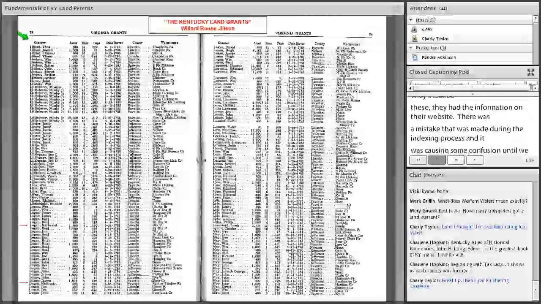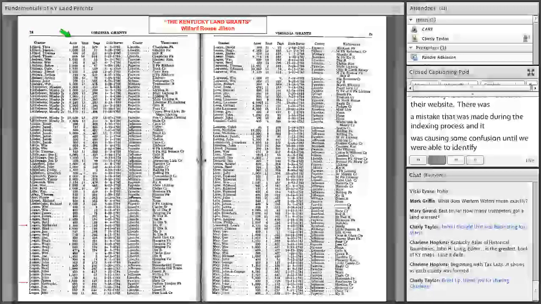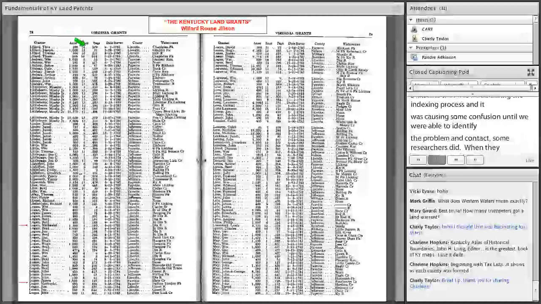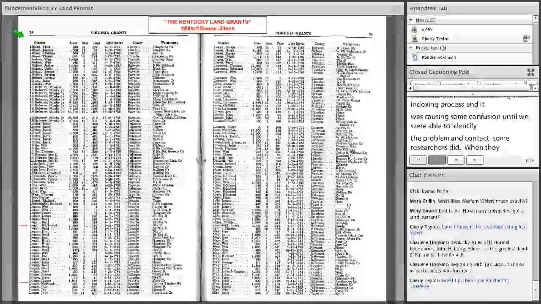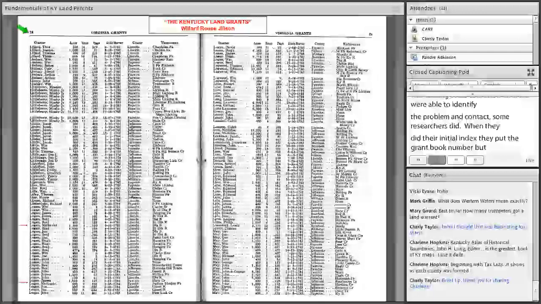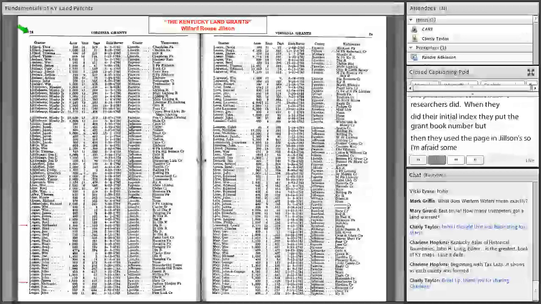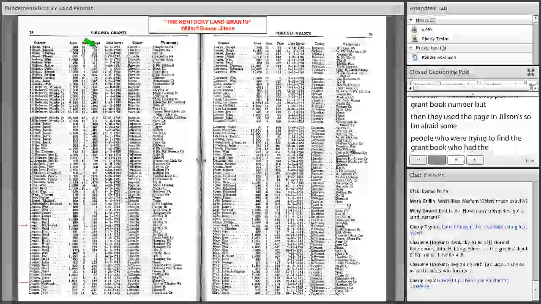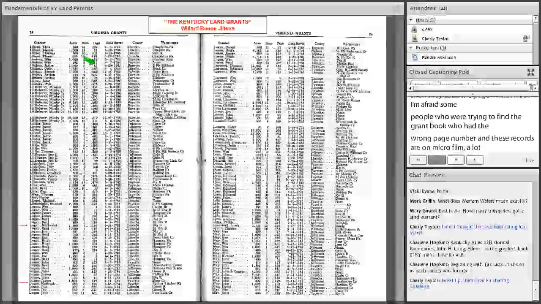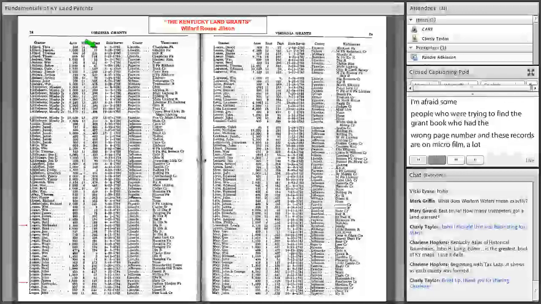When they did their initial indexing, they put the grant book number, but then they used the page in Gilson's. So I'm afraid some people who were trying to find the grant book had the wrong page number, and these records are on microfilm, a lot of repositories would have been out of luck. But they have since taken the page numbers off. They have not added the correct page numbers, but they do have the book number.